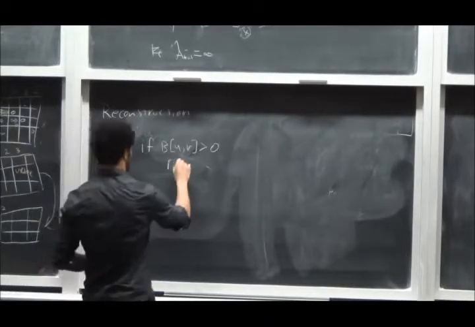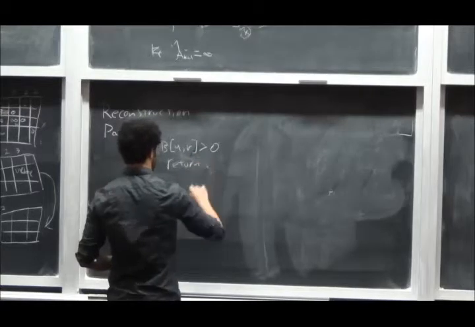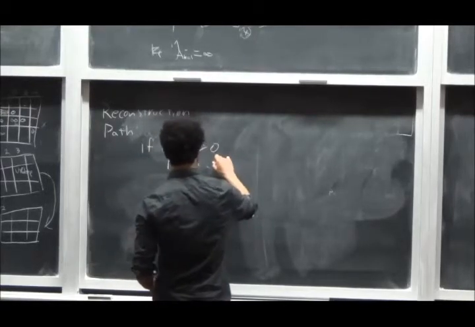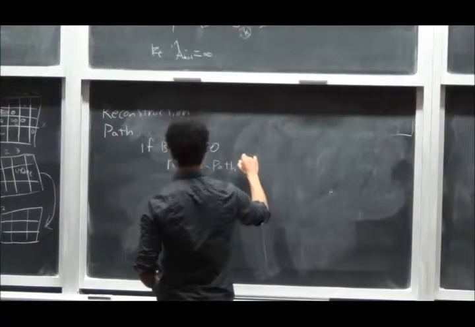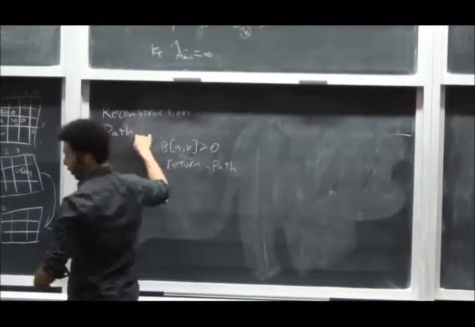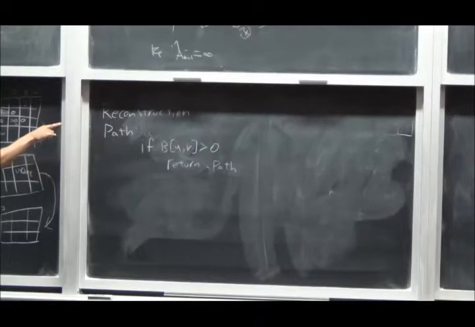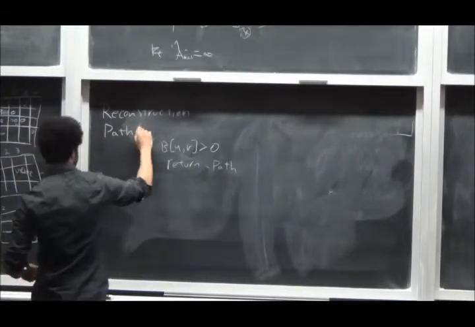My memory for exact formulations of algorithms is not what it should be. Return. So this guy should take arguments of 2. Yeah, okay, that makes sense.